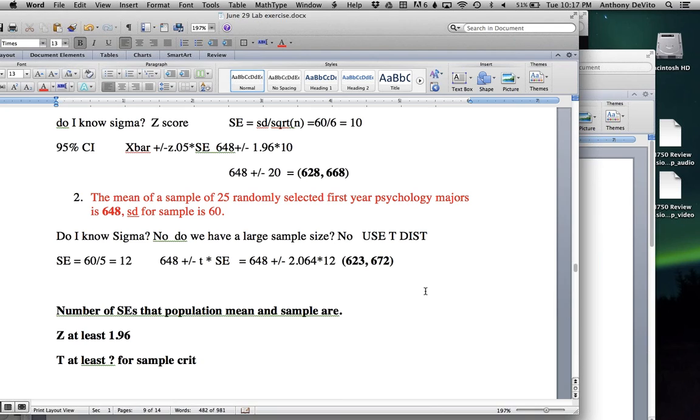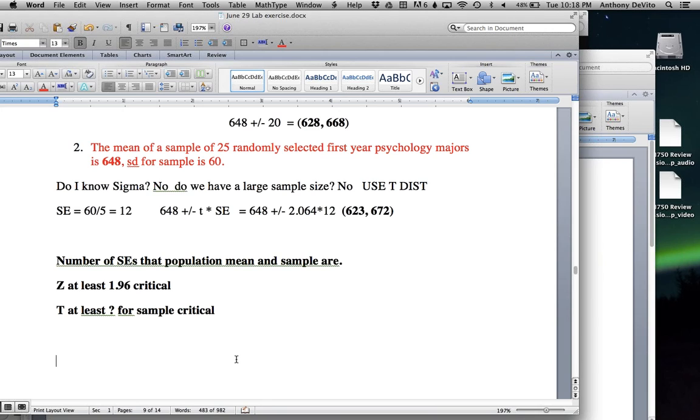Okay, critical value for z is always 1.96 because that's what we need in order to have less than 5% chance that the means are the same. For t, instead of being 1.96, that critical value changes based on the sample size. So each critical value is for a particular sample size. So how are we going to calculate that?